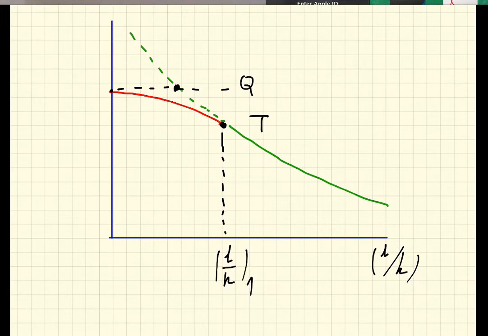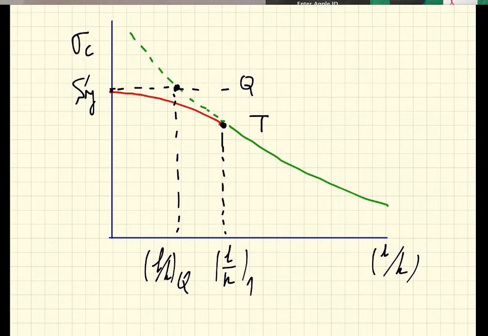So we have found that. And point Q has a value of L over K sub Q, and that is when the vertical yield point is equal to the value of the critical buckling stress. So this is Euler here, the green is Euler, and the red is Johnson.